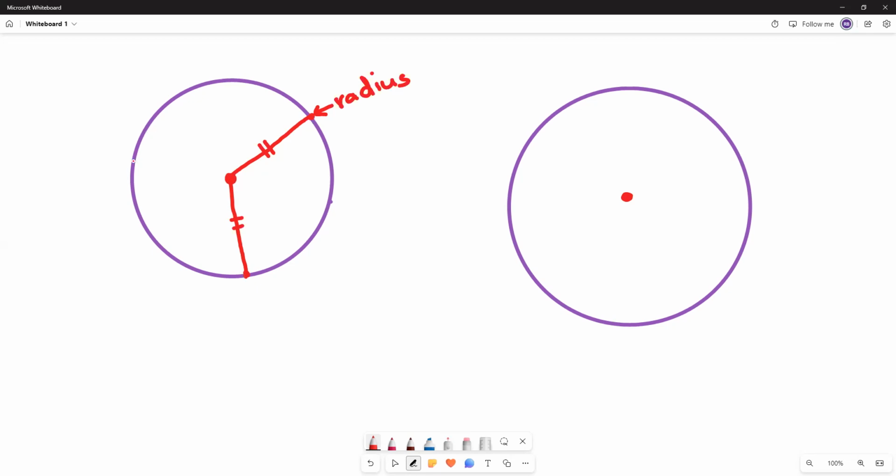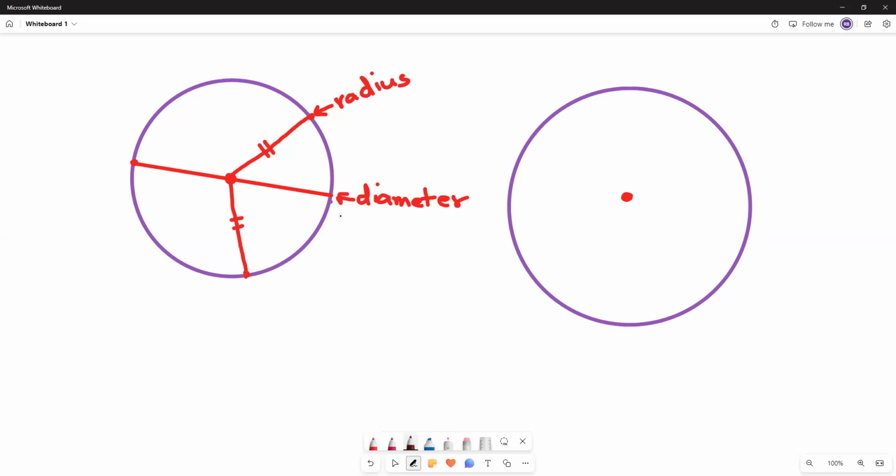And then we have another straight line that goes from one point on the circumference, then passes through the center, and then to the other point on the circumference. This line, we call it a diameter. It's a line that passes through the what? The center of the circle and joins the 2 points on the circumference of the circle, right?